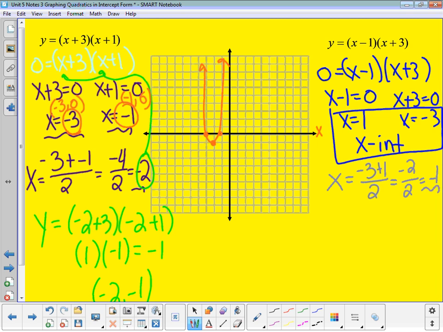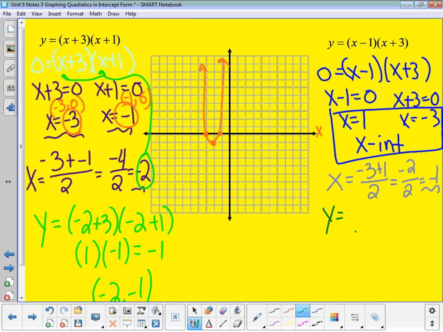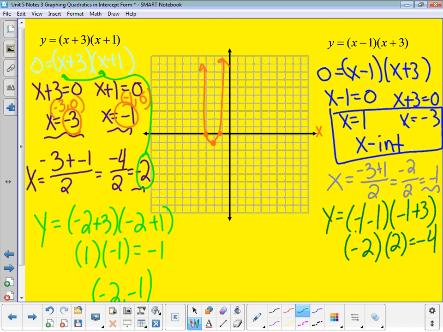So since I know that this is the x-coordinate of my vertex, I can plug that back into my original equation to get y. So I know that y is equal to (-1 minus 1) times (-1 plus 3). Well, -1 minus 1 is -2. -1 plus 3 is positive 2, and that is equal to -4. So then our vertex for this parabola is going to be (-1, -4).